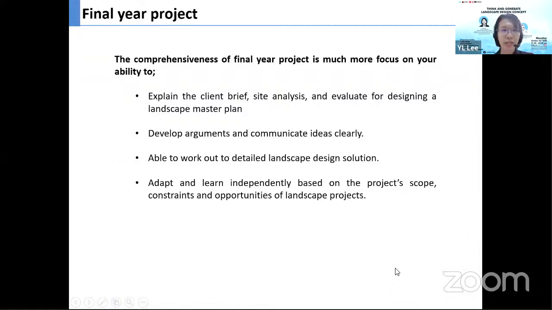Okay. Before I go to the expectations of the final year projects, I would like to share a little about the final year students in UTM. Basically, for the final year students, we have thesis 1 and 2, which means the final year students will complete their thesis within a year.